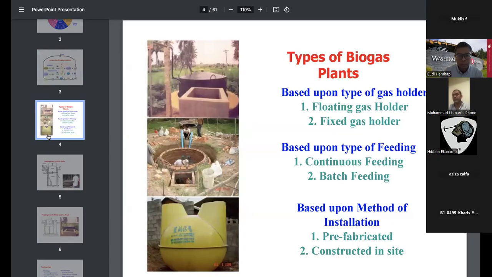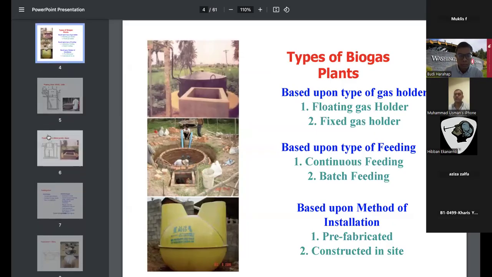So in the next slide, if you see, these are different types of biogas plants which are being used in the developing world, especially in the Asian and African regions. The biogas plants are divided on the basis of gas holder. On the basis of gas holder, they are divided into floating gas holder and fixed gas holder biogas plants.